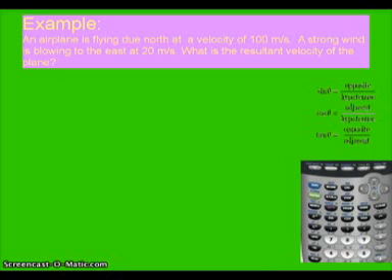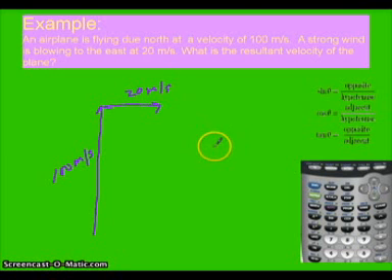Let's look at an example. An airplane is flying due north at a velocity of 100 meters per second. So here he goes, he's 100 meters per second. But there's a wind blowing to the east at 20 meters per second. What's the resultant velocity of the plane?